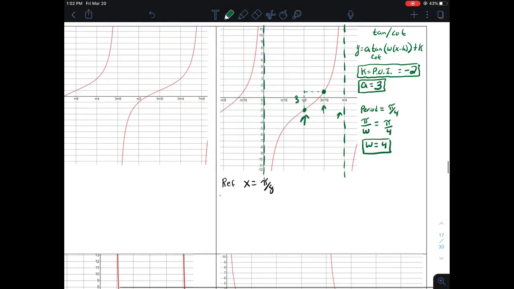So I start writing and say y equals a times tangent of w times x minus the reference x value that we used to build our equation, and then k on the end. And then the last question we have to ask ourselves is, is it positive or is it negative? Tangent is an increasing function unless I reflect it. This graph currently is increasing within the bounds of the vertical asymptotes, so I leave it positive.